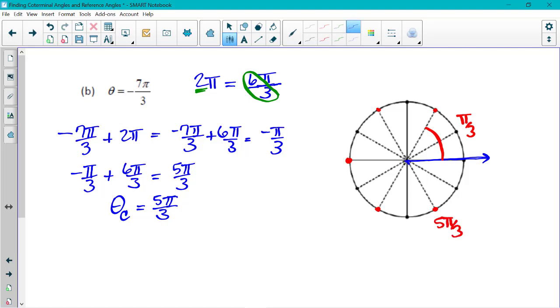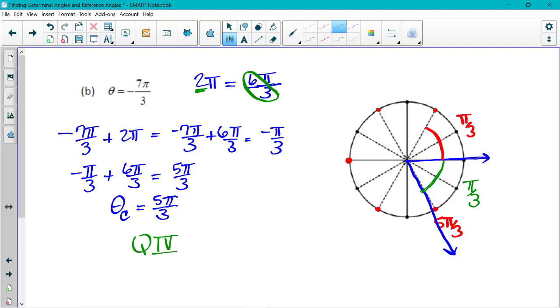So 5 pi over 3 has a terminal side here, and so does negative 7 pi over 3. So this angle terminates in quadrant 4. Now, what's my reference angle? The reference angle would be this distance here. Okay, well, we can see then that that is one of our sectors. That's pi over 3, so my reference angle is also pi over 3.